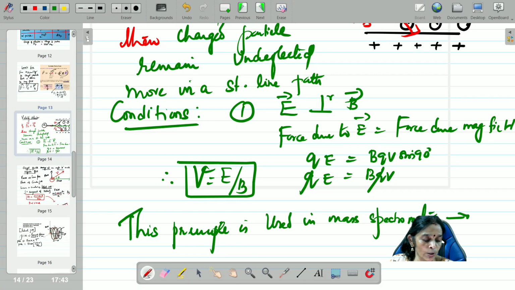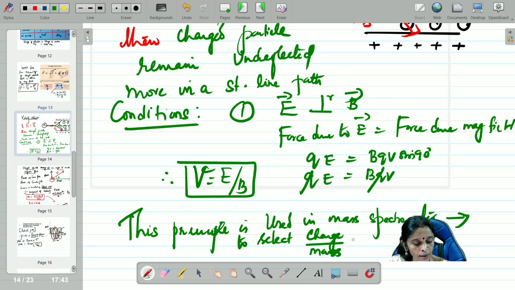What is the purpose of using this mass spectrometer? To select charge by mass ratio, e by m ratio. So hope you understand. Lorentz force over, magnetic Lorentz force over. So you have completed learning both the concepts very quickly.